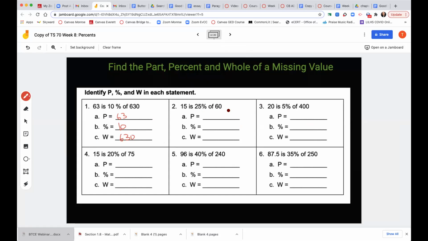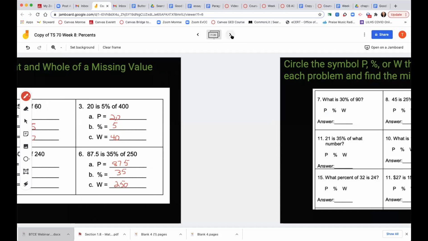15 is 25% of, so the part is 15. We've got a percent, which is 25, and the whole is 60. 20 is 5% of, 20 is the part, 5 is the percent, and the whole is 400. You guys get it? I think I'll do the last one. 87.5 is 35% of 250. Here's my part, here's my percent, and here's my whole. I think I've hammered that quite a bit. I'm going to move on a little bit here.